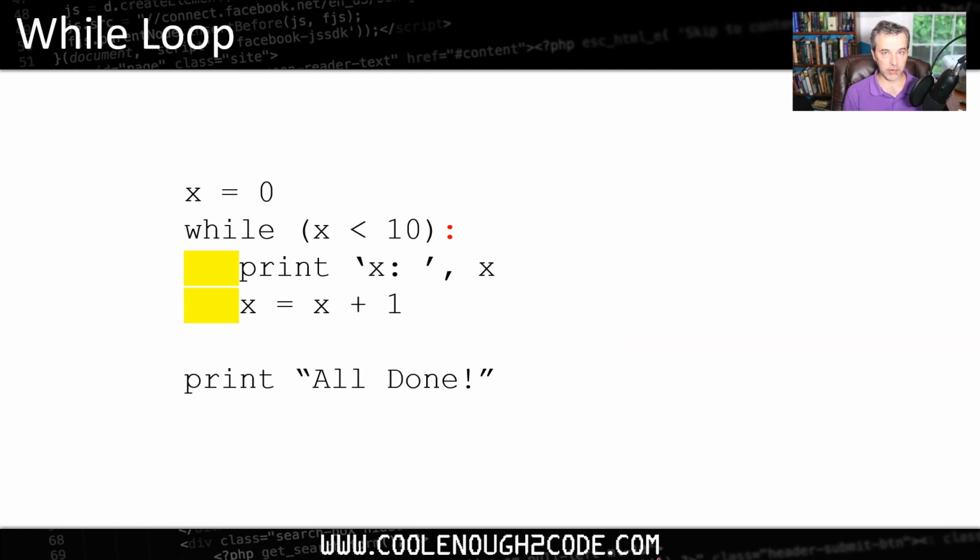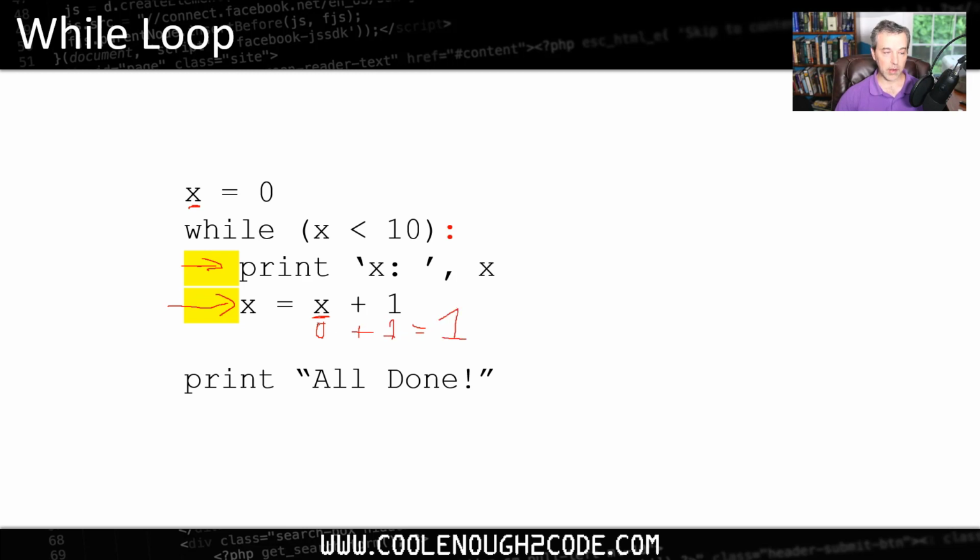And then what that's going to do is it's going to execute some code right here. It's going to print something to the screen, and then it's going to do something else to the value of x. So basically what it's going to do here is it's going to take the value of x, which is currently 0, x is 0, and it's going to add 1 to it, and then that's going to equal 1.